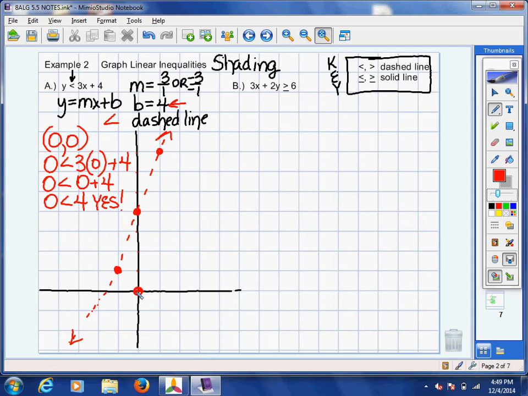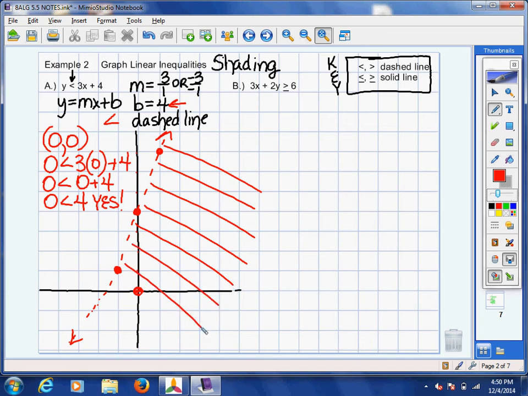So what that tells me is the side that, here's 0, 0 right here, the side that 0, 0 is on, see how it's on the right side of my red dashed line? That means the entire side, every point on this side of the red line is going to work in that inequality, every point. And so I use long, skinny lines to do that. You can do squiggles, just indicate the shading some way so that I know what side of the line you're shading.